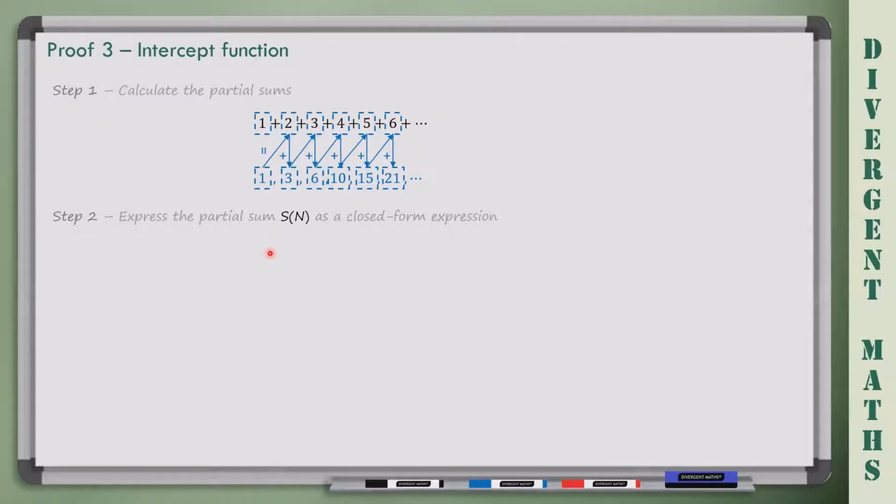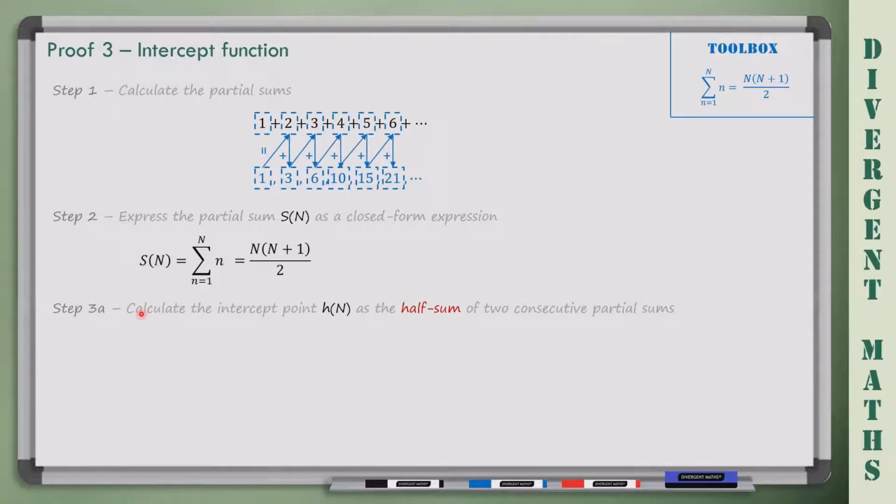So let's express the partial sum S_N as a closed form expression. So the sum from n equals 1 to uppercase N of the natural numbers, the first N natural numbers. Let's go to the toolbox. We know that the result is N times N plus 1 over 2. So we plug that result here.